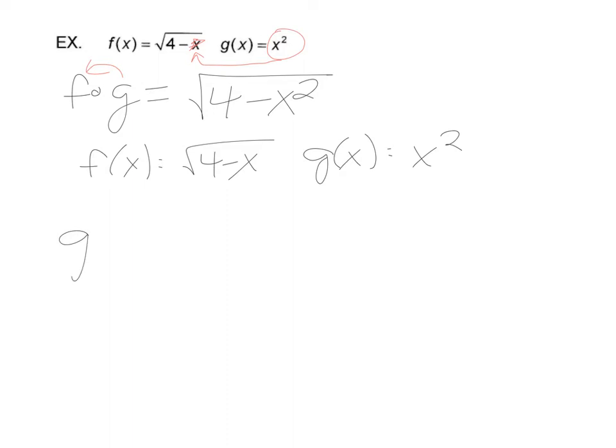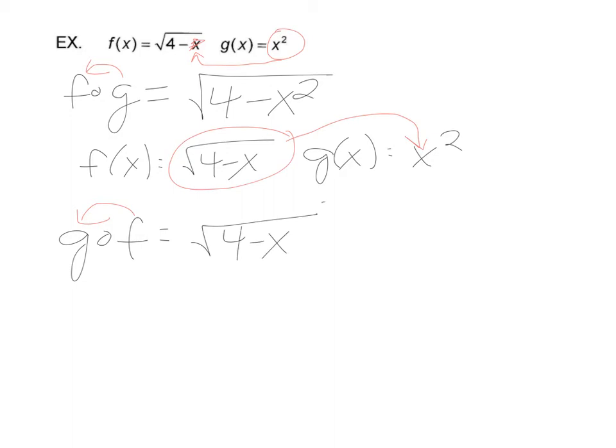Now we're going the other way around, g of f. The one on the right plugs into the one on the left. So the entire f function, square root and everything, comes over and plugs in for x. Square root of 4 minus x, and then because the original x was squared, this square root was squared. When you square a square root, they cancel out. So I'm just left with 4 minus x.